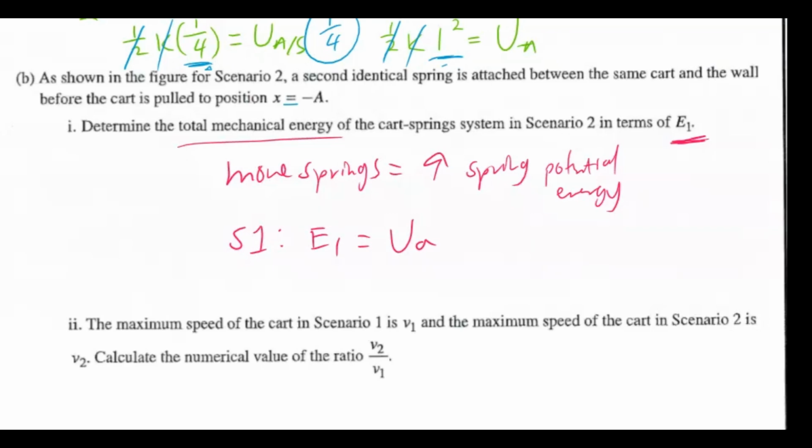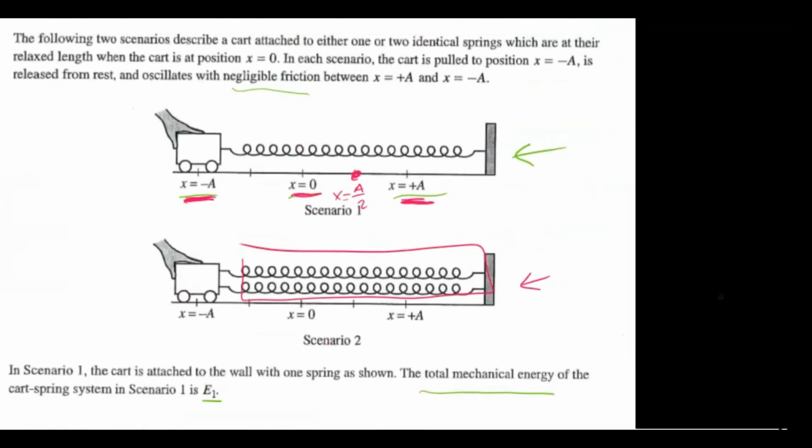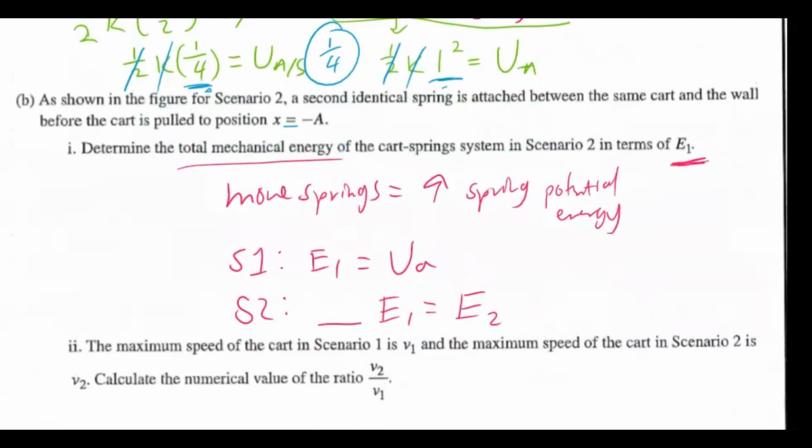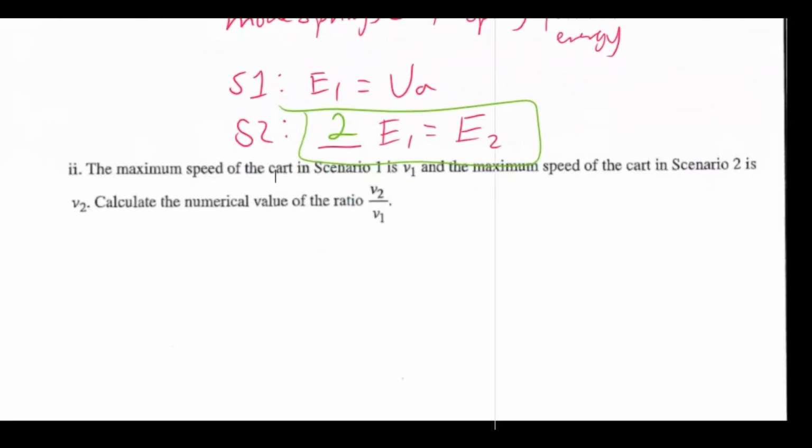So if you write this out, for scenario 1 the total mechanical energy would just be E1. But for scenario 2, we would have a coefficient in front of E1 to give E2. Since there are 2 springs, there's 1 spring here providing that initial spring potential energy. Now we want to see how the total mechanical energy would change, since at its furthest point all of its energy is spring potential energy. We have 2 springs now, so that's double the energy. So our answer here is 2E1 equals E2. All right, let's move on.